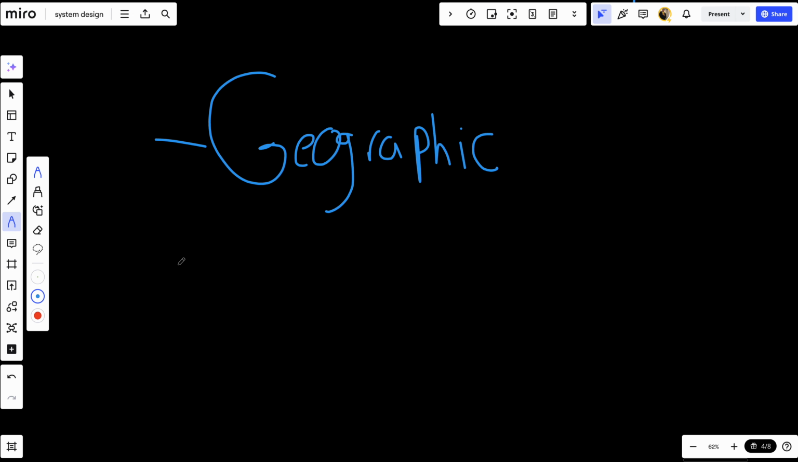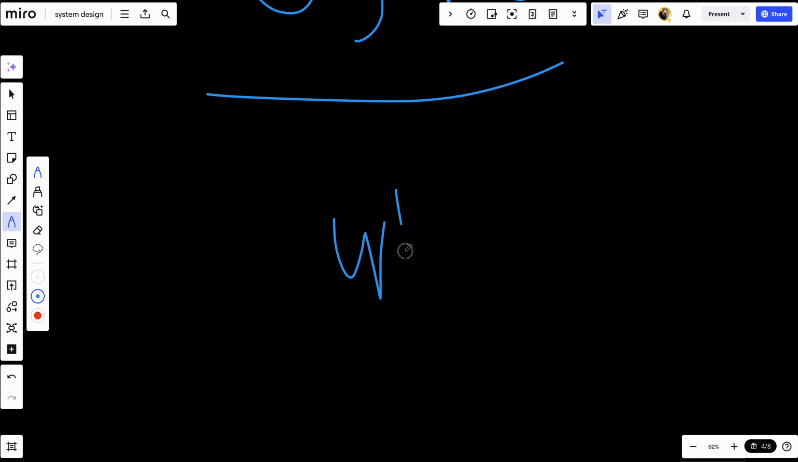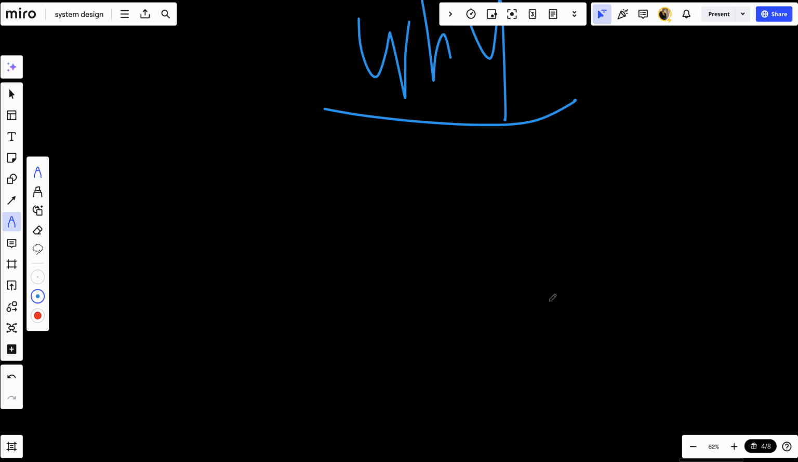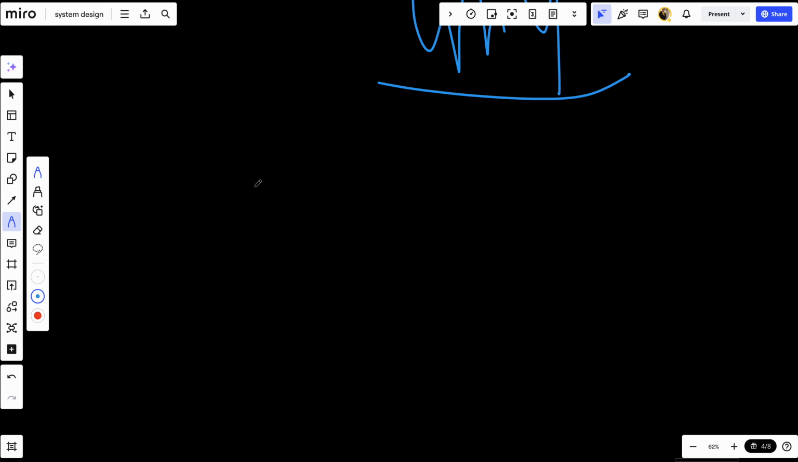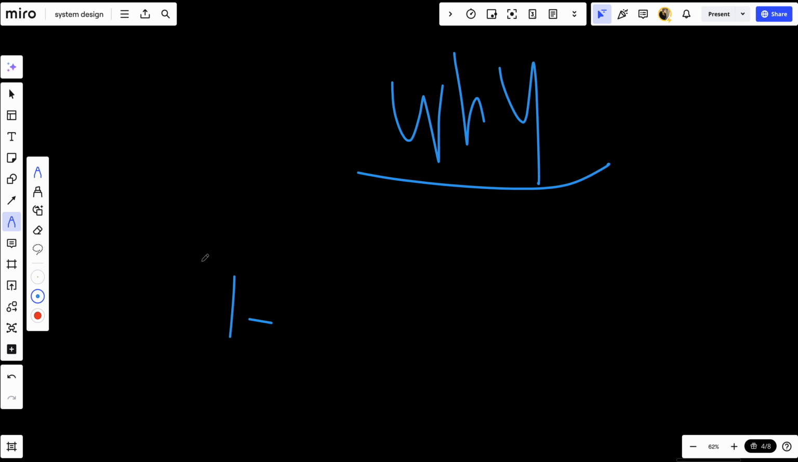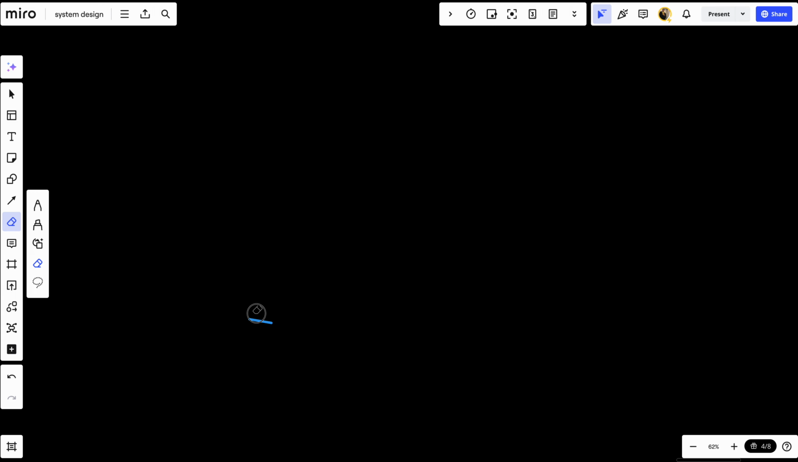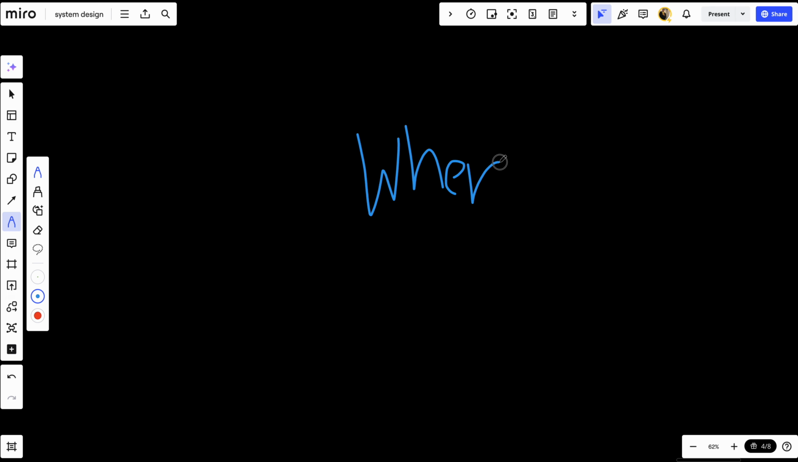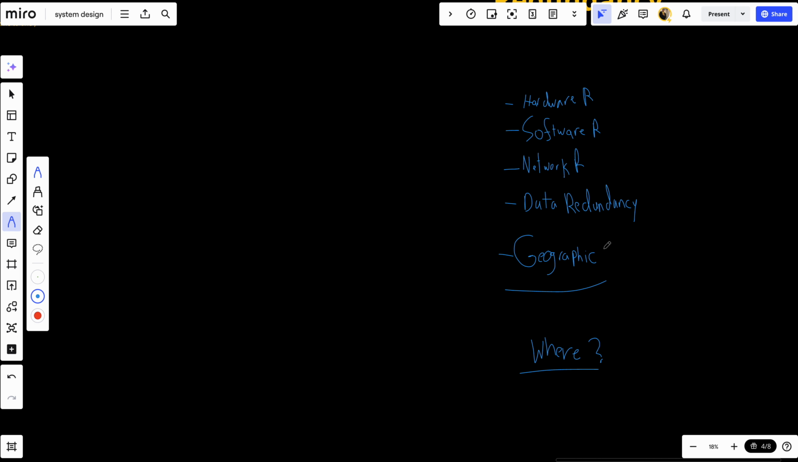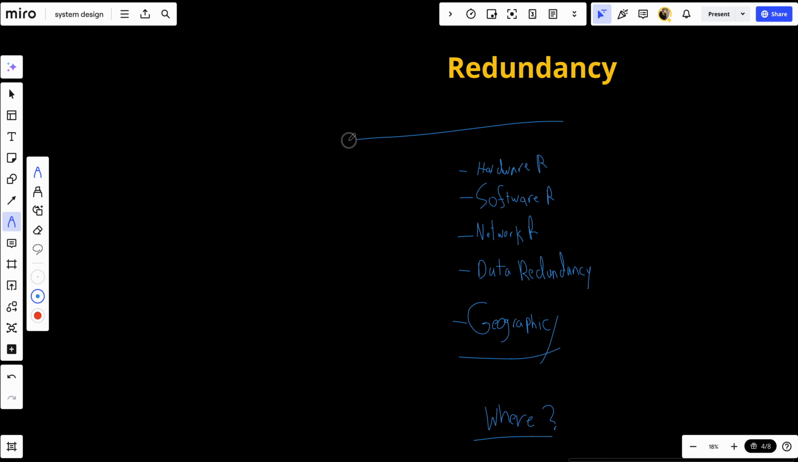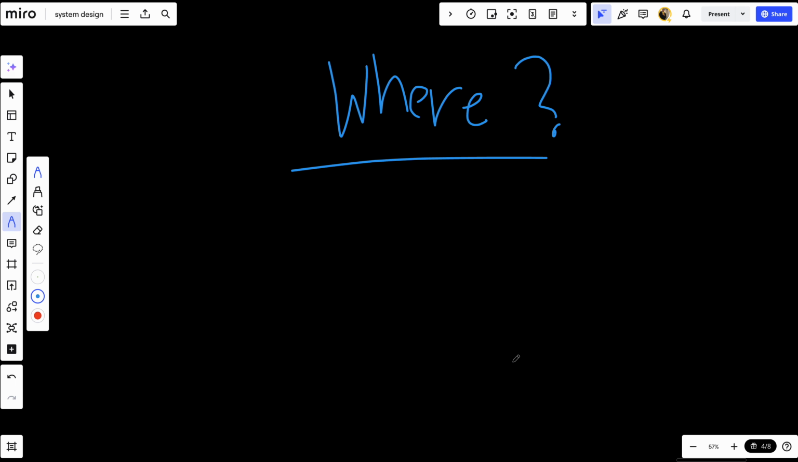Okay, now we need to ask another question. Why is redundancy important? We will answer the why in a bit, but first we need to answer the where. Where is redundancy used? Right now, we talked about what redundancy is and what the different types of redundancy are. Now we need to talk about where redundancy is used.